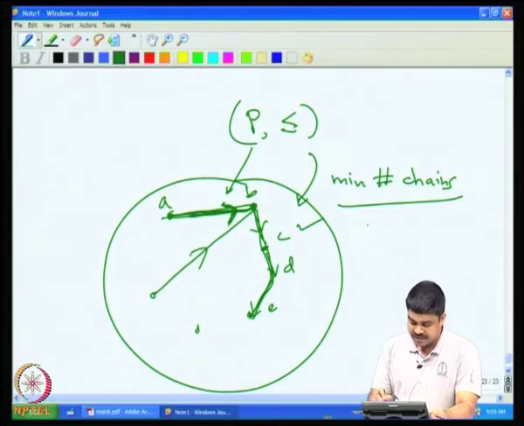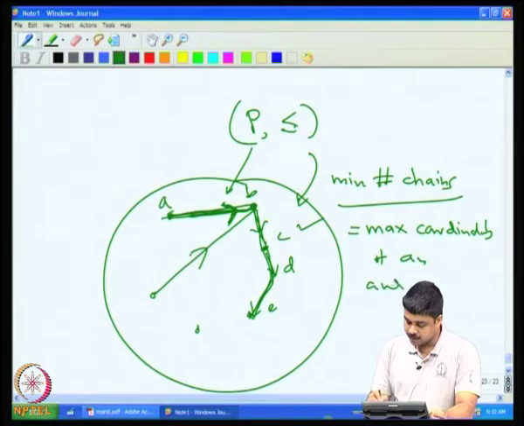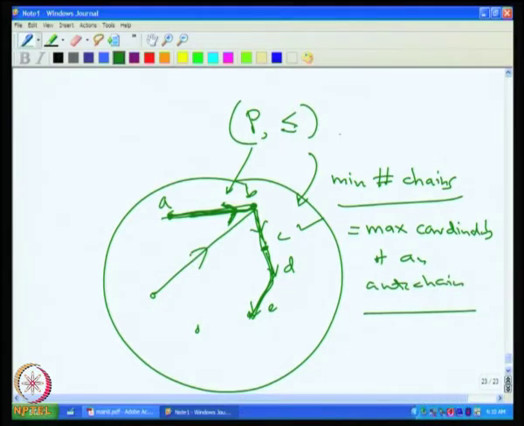Then there is a famous theorem which says that the minimum number of chains to cover a partial order is actually equal to the maximum cardinality of an anti-chain in the partial order. This is called Dilworth's theorem.